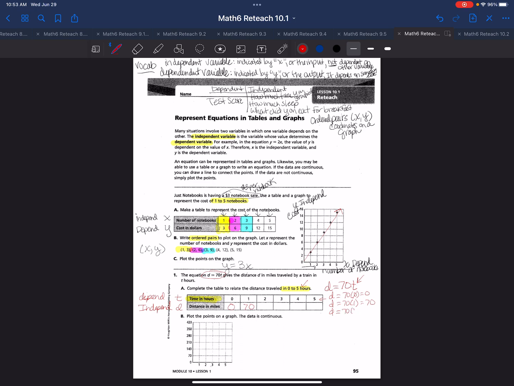Then 70 times 2 is 140. And then 70 times 3 is 210. And 70 times 4 is 280. And 70 times 5 is 350.